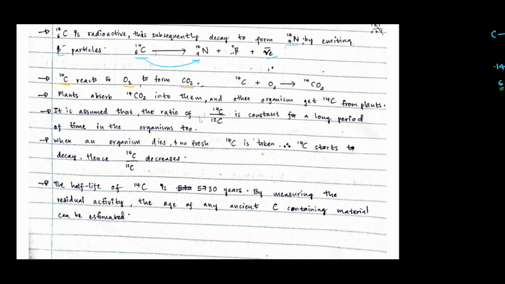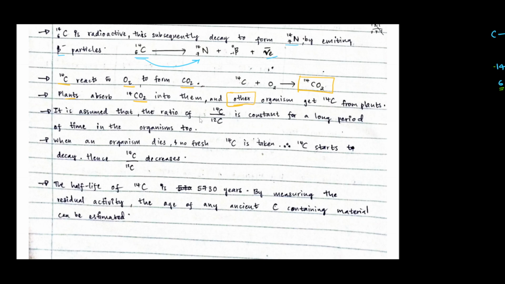This carbon dioxide is CO2. Here let's denote it as 14CO2. So it's the carbon dioxide due to carbon-14. This carbon-14 is also absorbed by plants because there is no selective absorption. Plants will absorb carbon dioxide. It could be carbon-12 carbon dioxide or carbon-14 carbon dioxide.